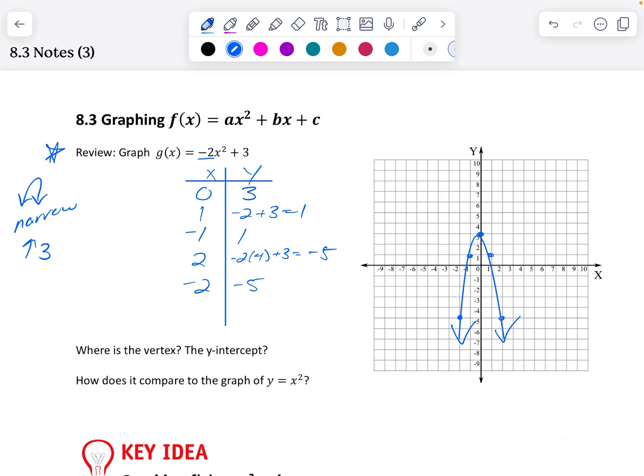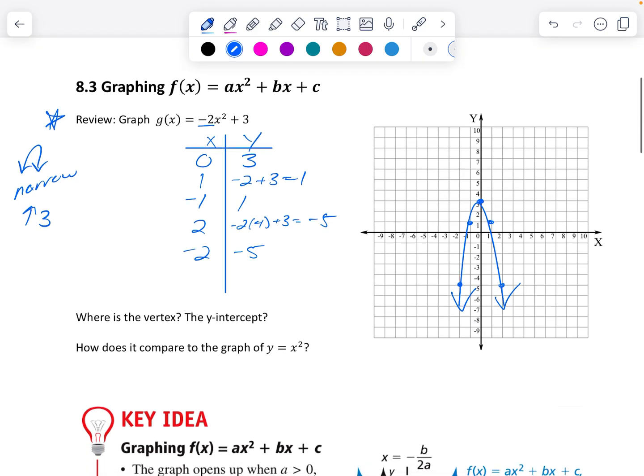So we have our parabola. Notice our vertex, right? Our vertex is right here, at 0, 3. And that is also the y-intercept. The y-intercept is the point that intersects the y-axis. And so notice the y-intercept is always when x equals 0. Any point on the y-axis is when x equals 0.